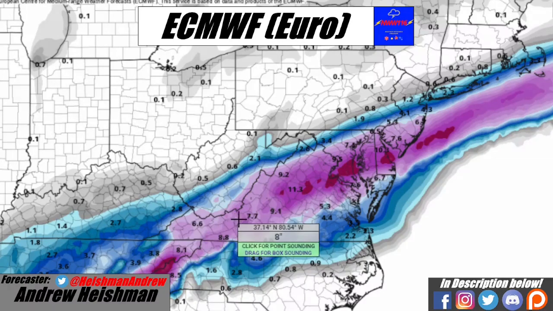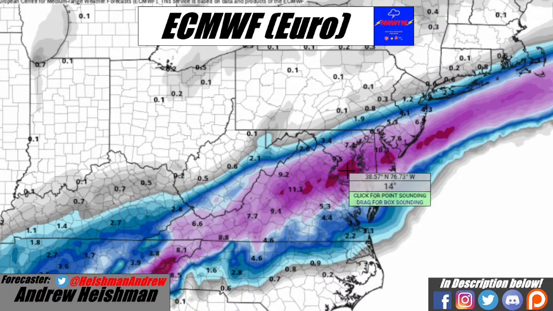Overall, a lot of snow is expected to fall across Virginia, eastern parts of Maryland, and through Delaware and southern parts of New Jersey. Potentially well over half a foot of snow possible. But for the most part, we actually have some instances maybe over a foot.